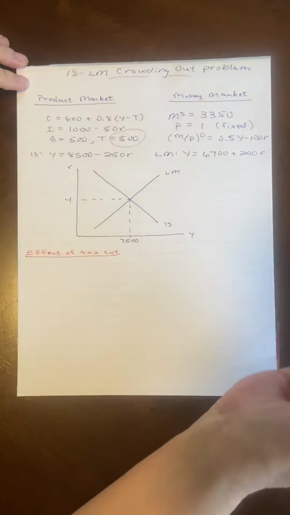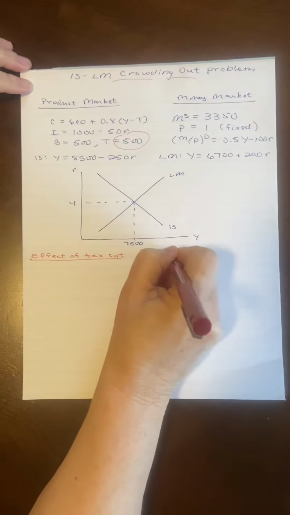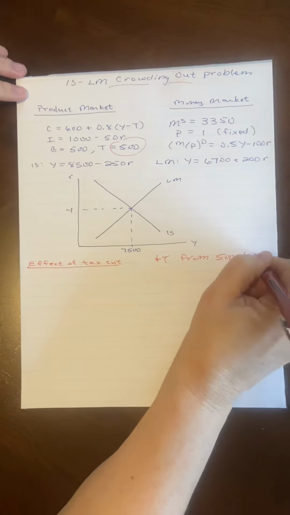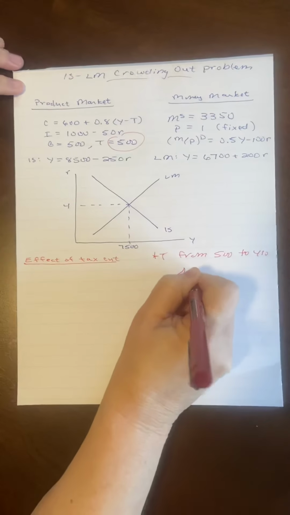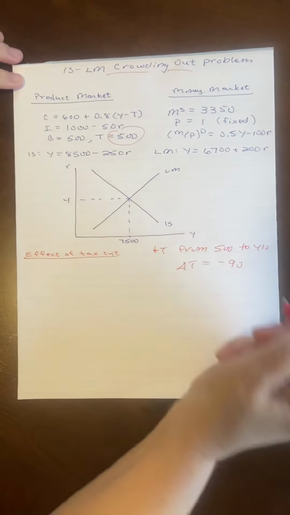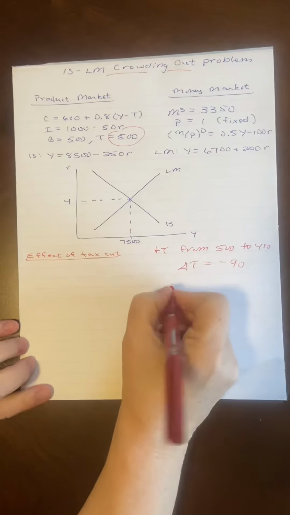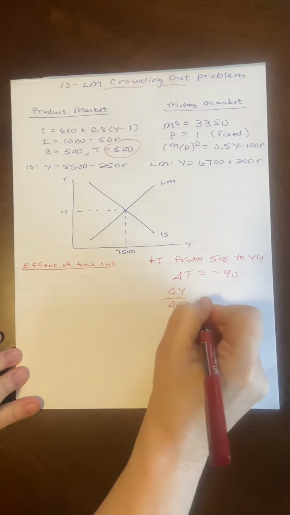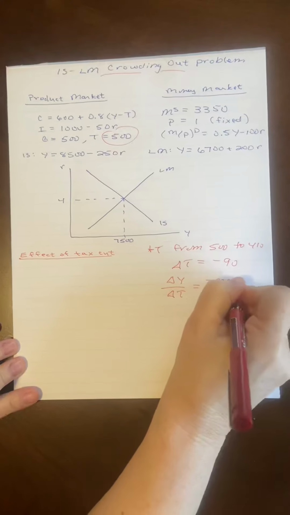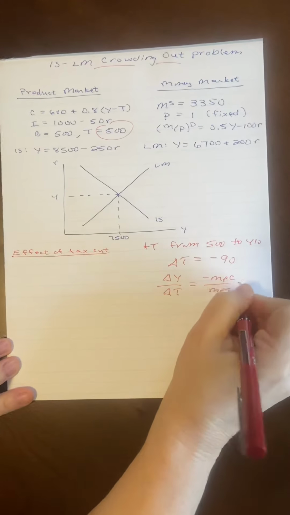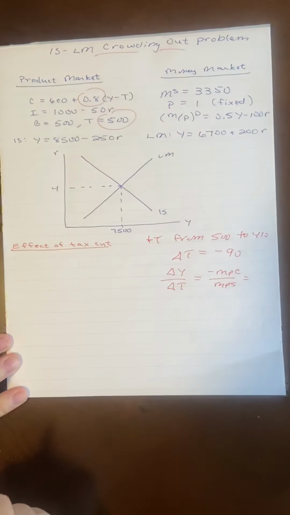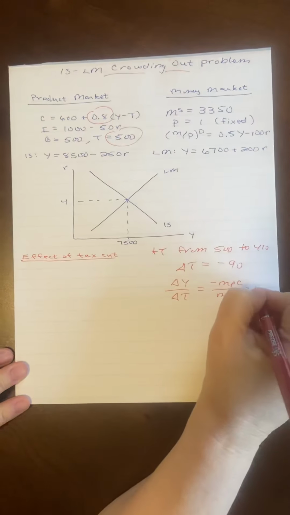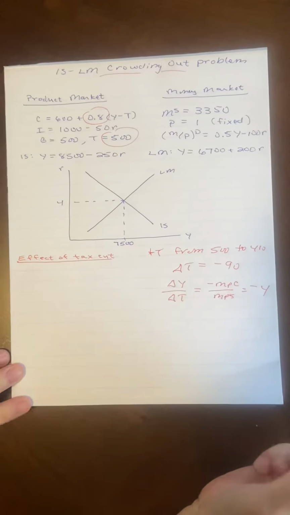Taxes started at 500, so let's lower taxes from 500 to 410. That's a change in taxes of -90. So you might think, well, we can use our shortcut, our tax multiplier. Remember the tax multiplier, delta y over delta t, is minus MPC over MPS. And MPC here from our consumption equation is 0.8, so MPS is 0.2. 0.8 over 0.2 is 4. So the tax multiplier in this problem is -4.